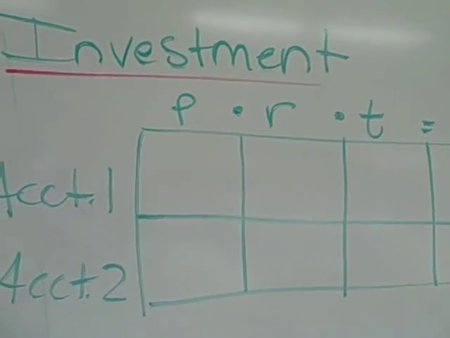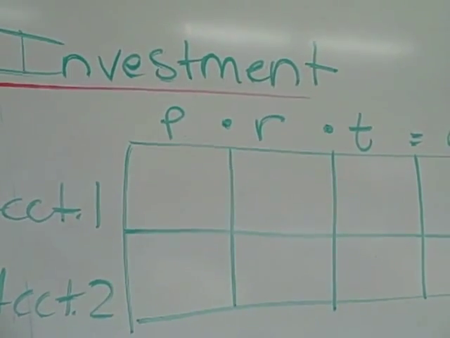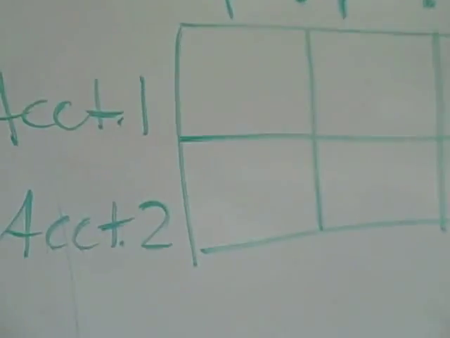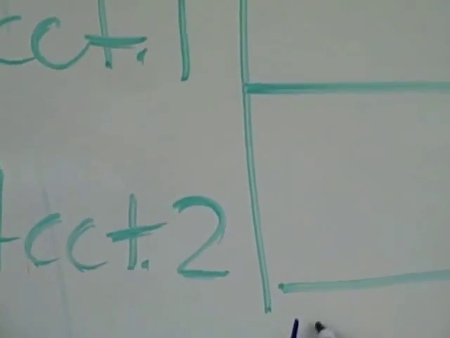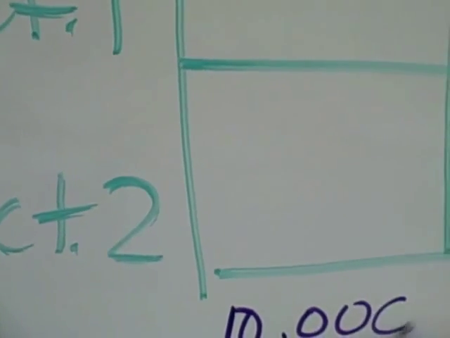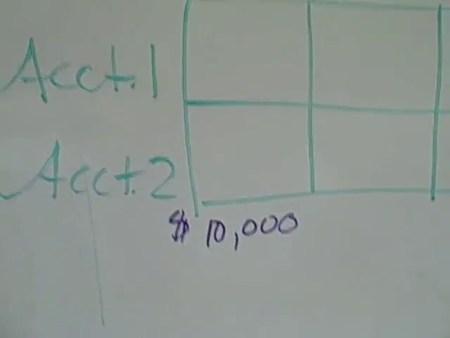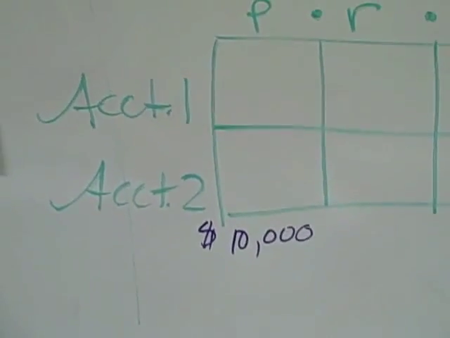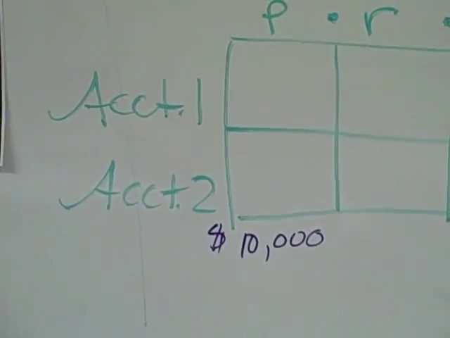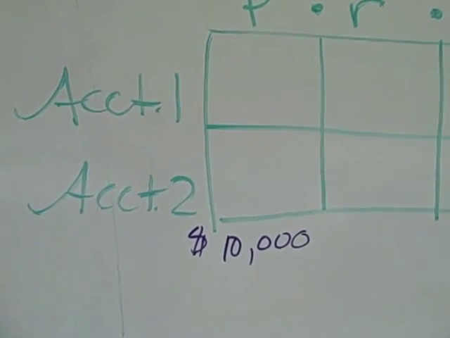Well, first of all, we know that he has a total amount of $10,000. So what I like to do is, just as a reminder, I like to put the $10,000 here at the very bottom, because he does not have $10,000 in account 1. He does not have $10,000 in account 2. He has $10,000 total, part in 1 and part in 2.